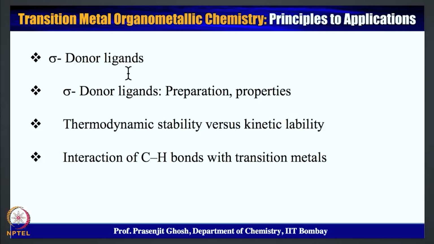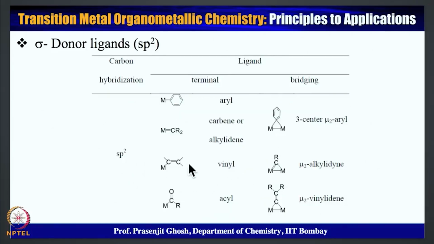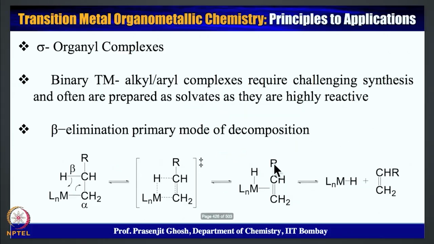Now, that was on the basis of metal orbital. Classifications can also be made based on the ligands, and the ligands can be of different types. They can be sigma donor or pi acceptor, and to begin with we looked at sigma donor ligands, particularly their properties, thermodynamic stability, kinetic abilities, interaction of CH. And to start with, we looked at various sp3 hybridized ligands like metal alkyls, the type of bridging they show. We looked at sp2 type sigma donor ligands, the aryls, vinyl, acyl, and then finally sp type, where carbene, alkylidene, alkenyl, vinylidene, and so on and so forth, and the type of bridging they undergo.